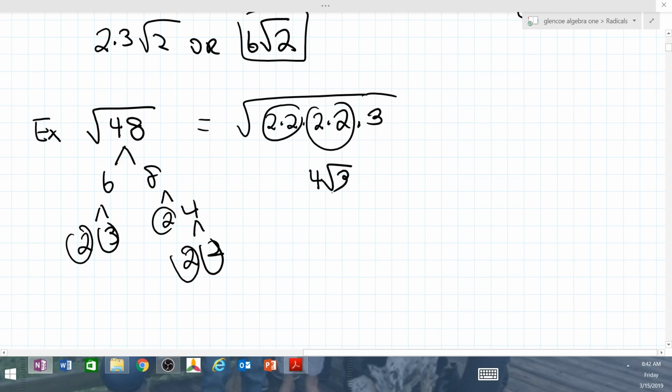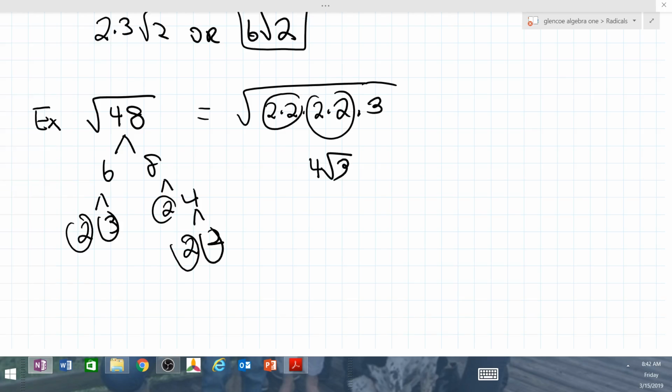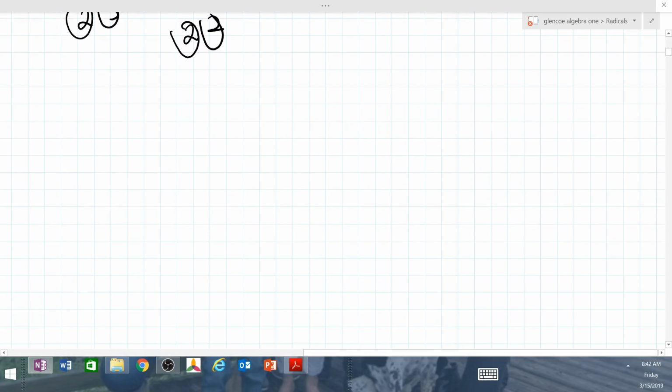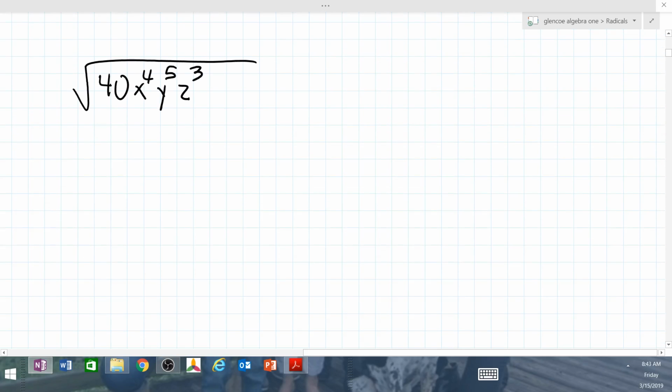This is just giving you more and more opportunity. All right, let's go to page 21 in your notes. I know I really spread these out for you. And let's go ahead and simplify the square root of 40, x to the 4th, y to the 5th, z to the 3rd power. Okay? So we want to go ahead and prime factor 40. Goes to 5 and 8. 8 goes to 4 and 2. 4 goes to 2 and 2.